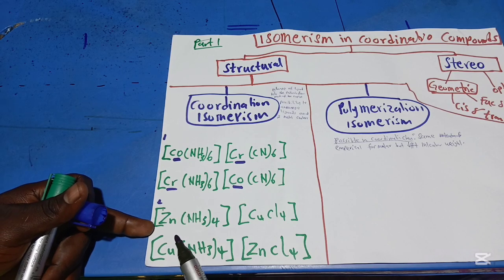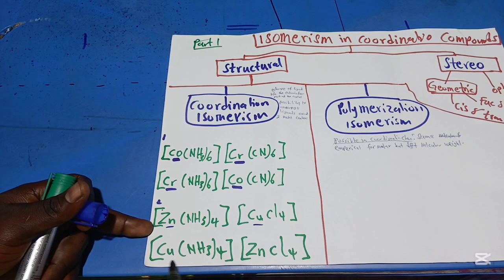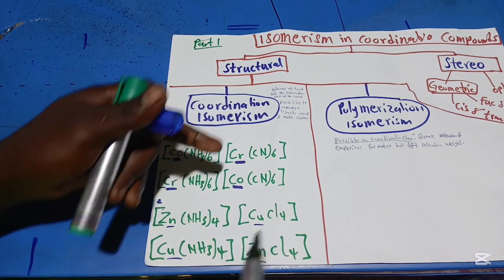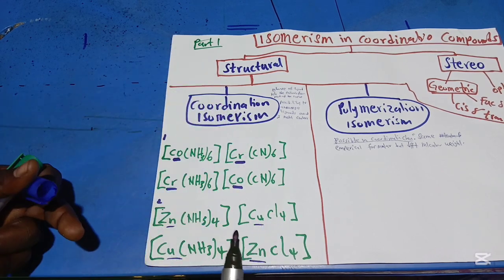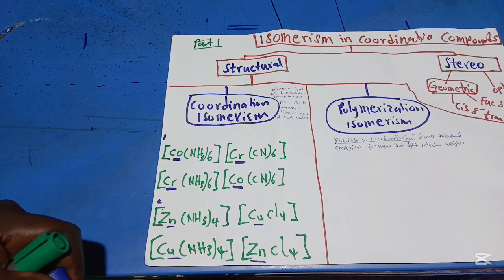Look at number two. You can figure this out by yourself. You will see that we have zinc here, copper here, zinc here. They exchange their positions. So you will see that this is clearly coordination isomerism.